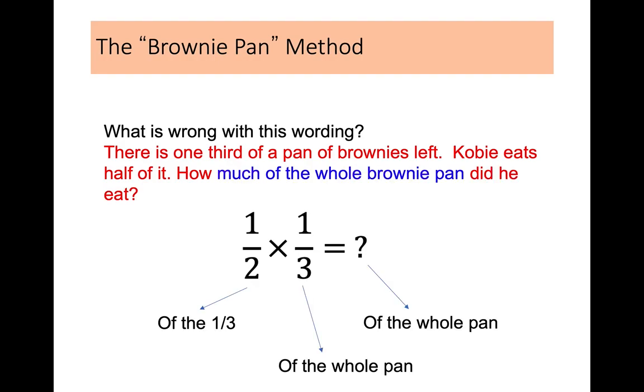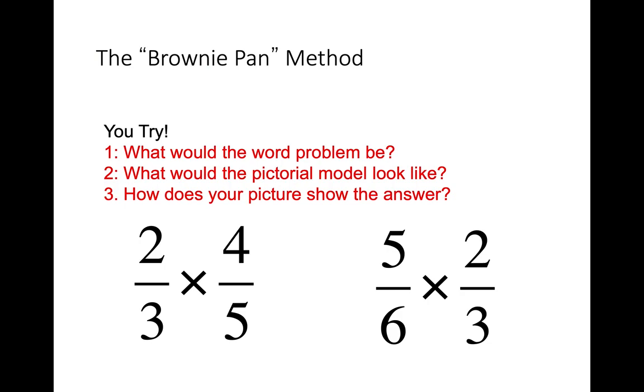Because that answer has to be of the same whole, it's important that the final question says, how much of the whole brownie pan did he eat? We need to word it carefully to make sure it matches. Here we see on the screen that the second fraction and the answer are both of a whole pan of brownies. But the first fraction, the 1/2, is just how much of the 1/3 that he actually had. So that's how the meaning works there.